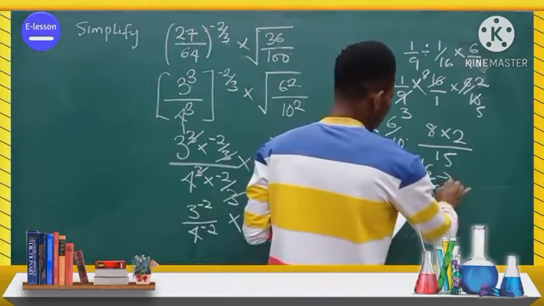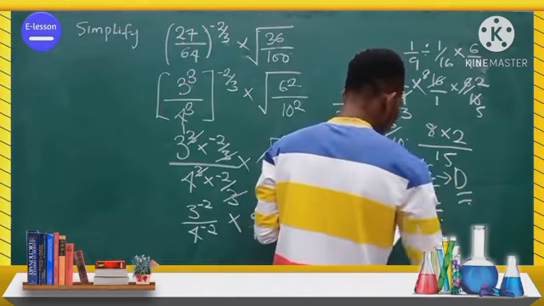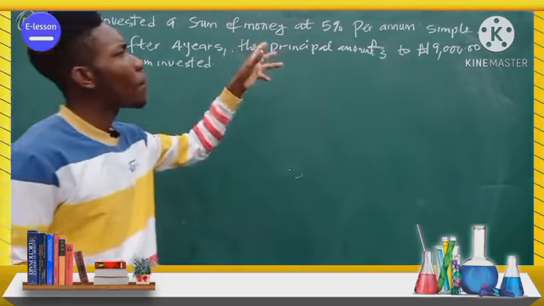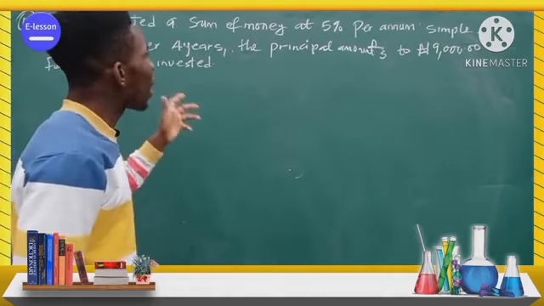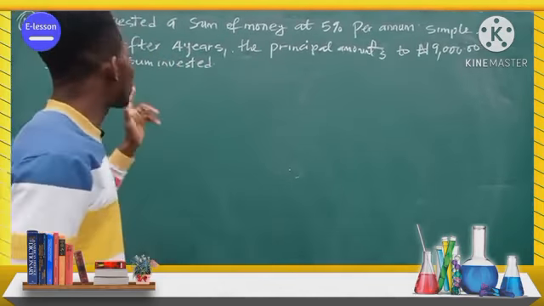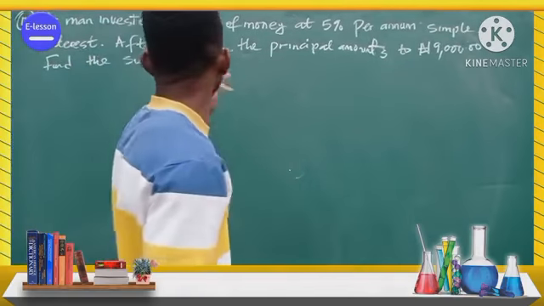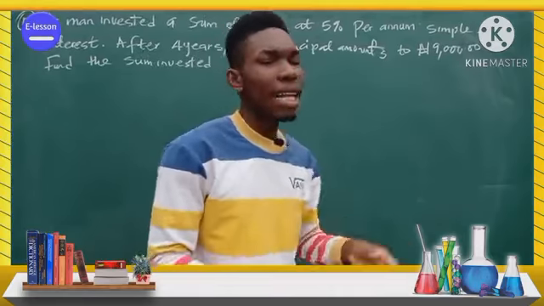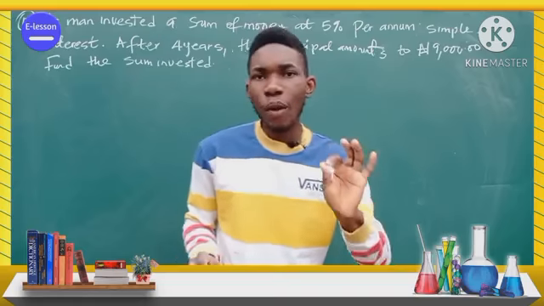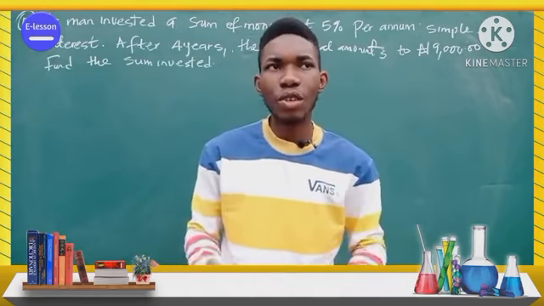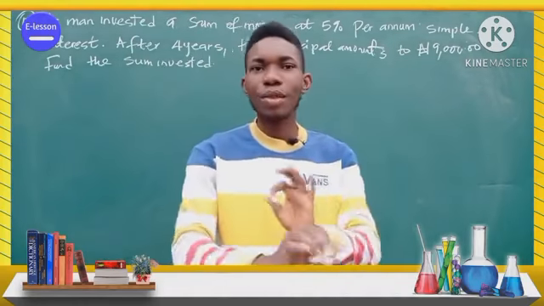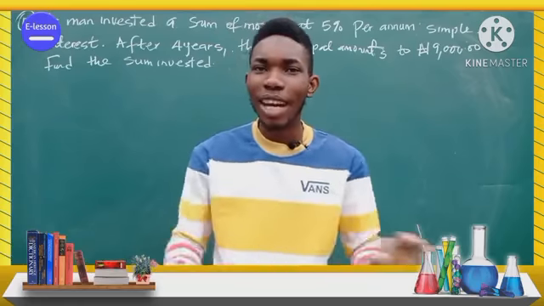Of the NECO 2019 number 8. Now we have the next question that says a man invested a sum of money at 5% per annum simple interest. After 4 years, the principal amounts to 9,000 naira. Find the sum invested. Now the formula for simple interest. Before we continue, please take patience to solve this question because it seems difficult, but there is no difficult question. Patiently solve it and get the correct answer.